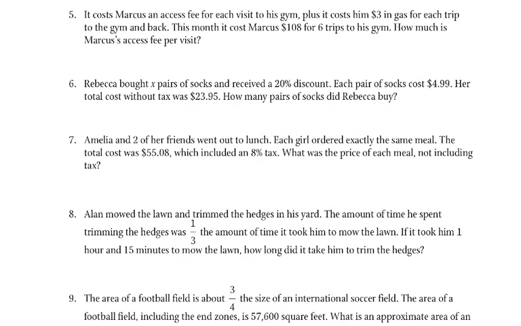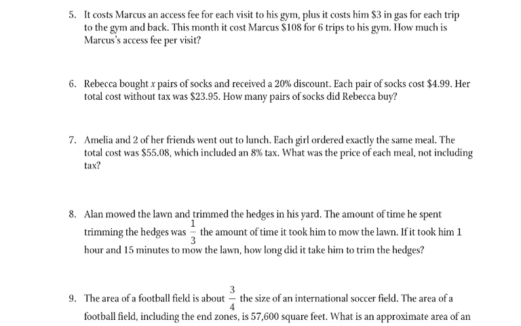Okay, 7. Amelia and 2 of her friends went out to lunch. Each girl ordered exactly the same meal. The total cost was $55.08, which included an 8% tax. What was the price of each meal, not including tax? Okay.